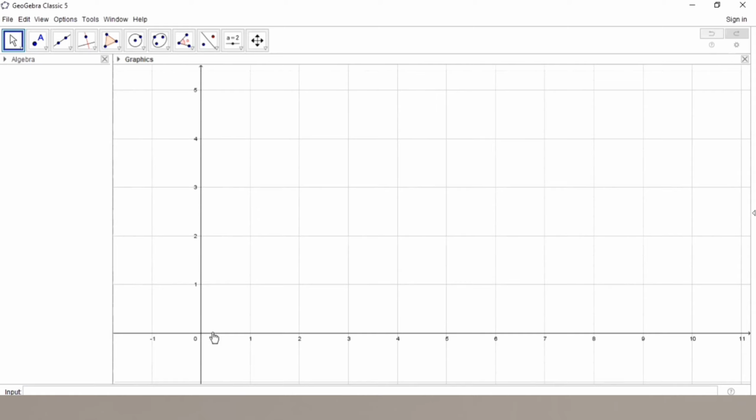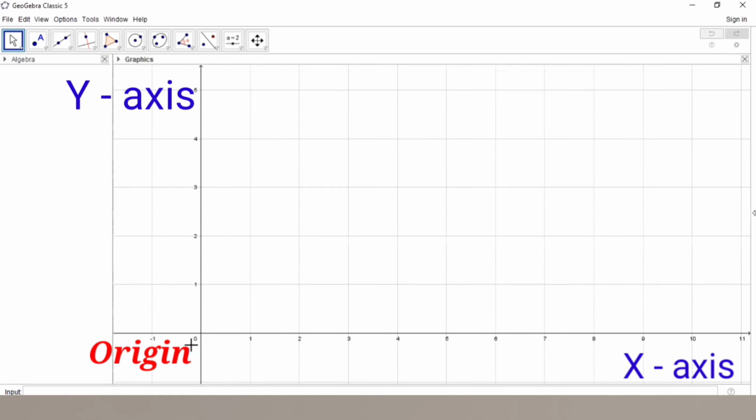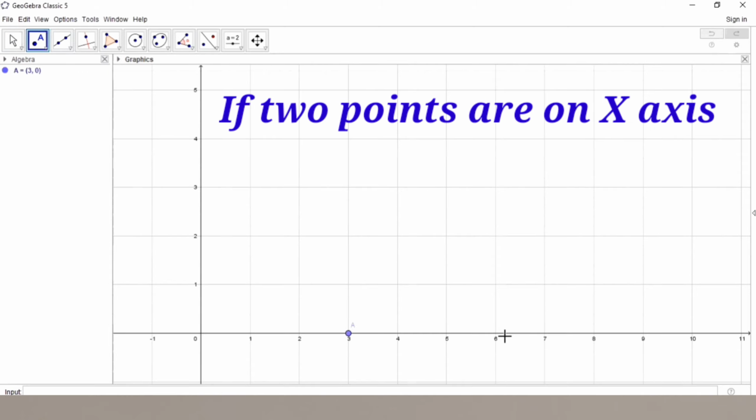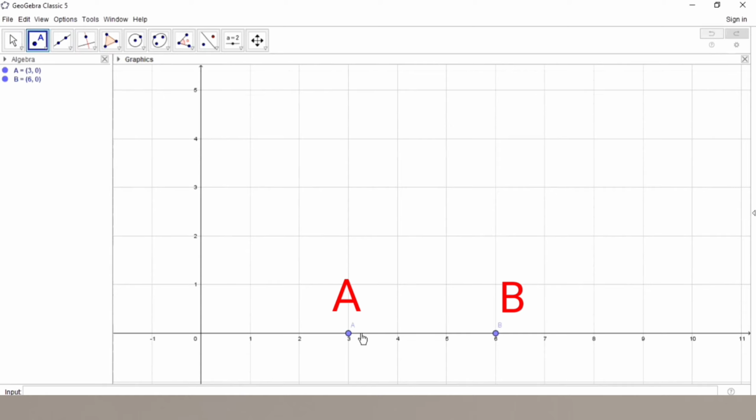So for that, let us consider the Cartesian coordinate system: the horizontal line which is called the x-axis and the vertical line which is called the y-axis. These two axes meet at point O, which is called the origin. Let there be 2 points given on the x-axis. Let there be a point A on the x-axis and another point B on the x-axis. The x-coordinate of A is 3 and of B is 6.